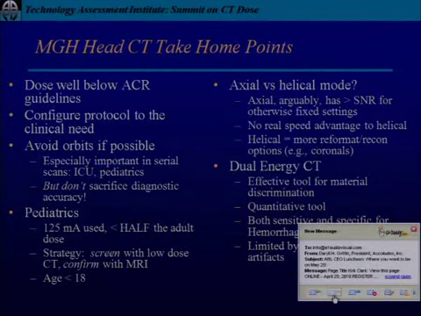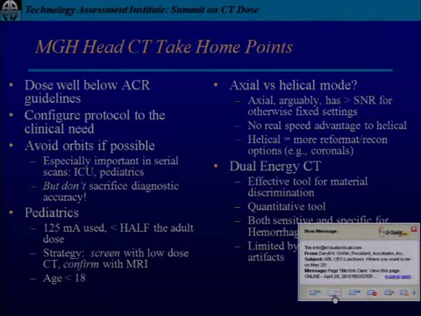One should avoid orbits if possible. However, there are times when orbits should be included because that's where the pathology could be. Okay, don't sacrifice diagnostic quality because you are so focused on the dose. As somebody already mentioned, the biggest wasted dose is the dose coming from a non-diagnostic examination. In pediatrics, one can reduce the dose substantially by lowering the kV, and you can essentially reduce it by a factor of 50% very easily.